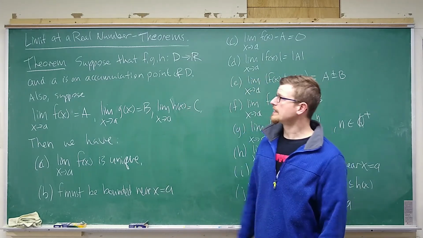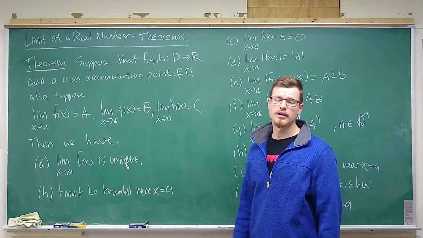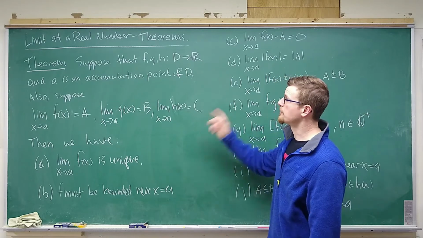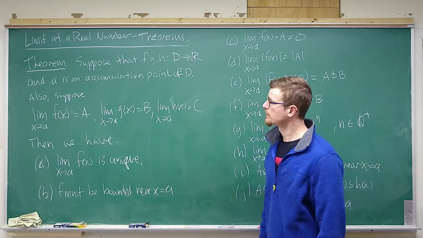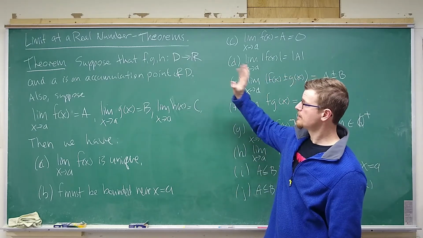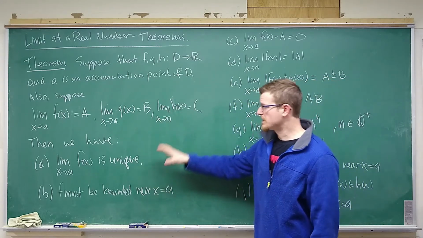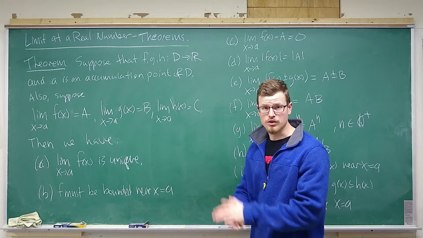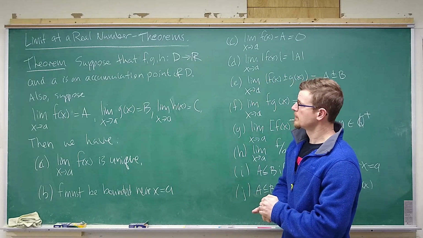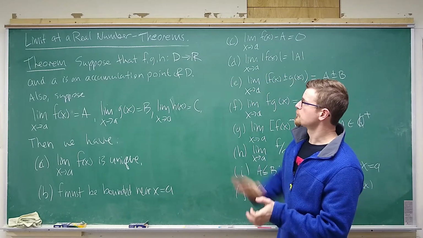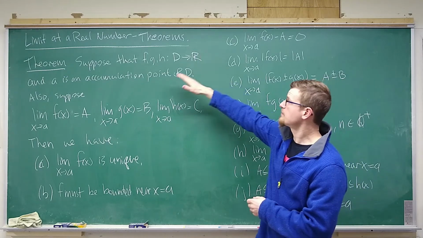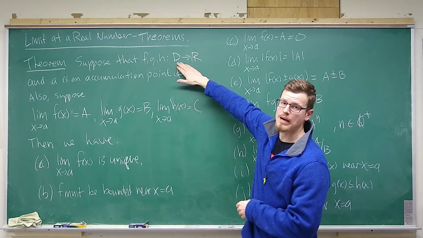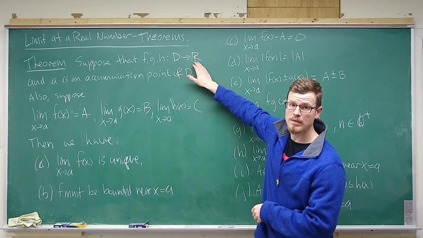We want to continue looking at limits at a real number, and we want to consider now the theorems for this. The first theorem that we want to take a look at is just some very nice results, very nice manipulations that we can do or assumptions that we can make about limits at a real number. So suppose that we have three functions, f, g, and h, all with a common domain and a codomain of the real numbers.